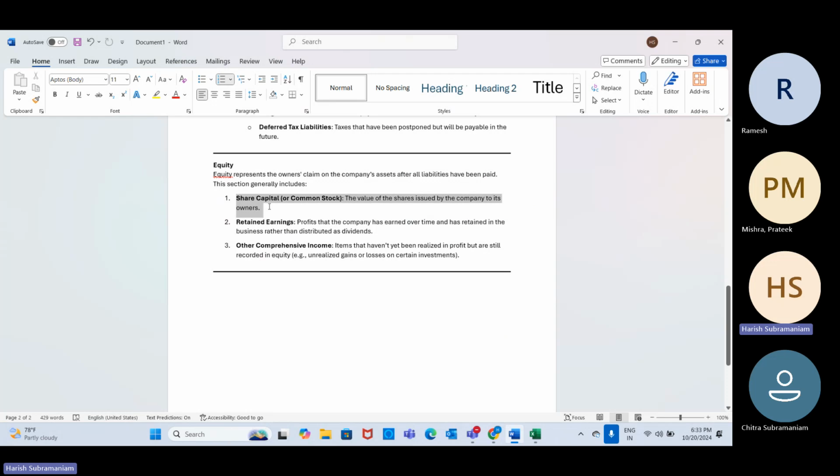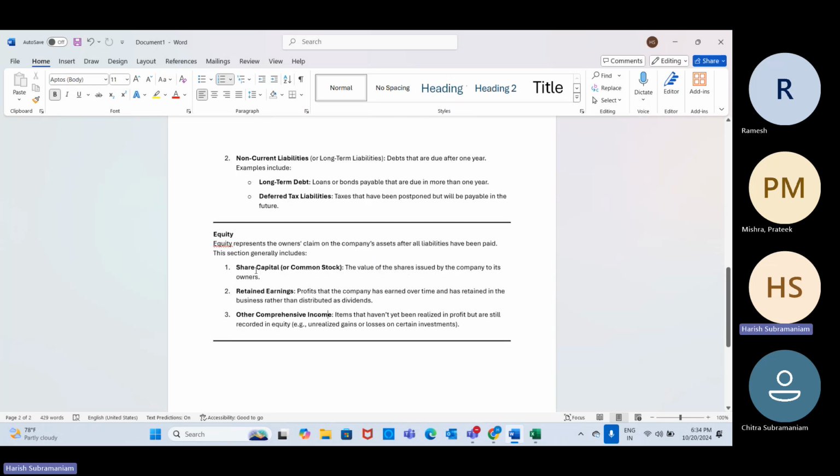So share capital is the value of the initial amount, the value of the shares that have been issued by the company. And this is the book value. This is not the money that is in the market. So we'll talk about that separately. Then we have retained earnings, the profits that the company has earned over time. And then other comprehensive income, for example, unrealized gains and losses on certain investments. But we'll keep this aside for now.